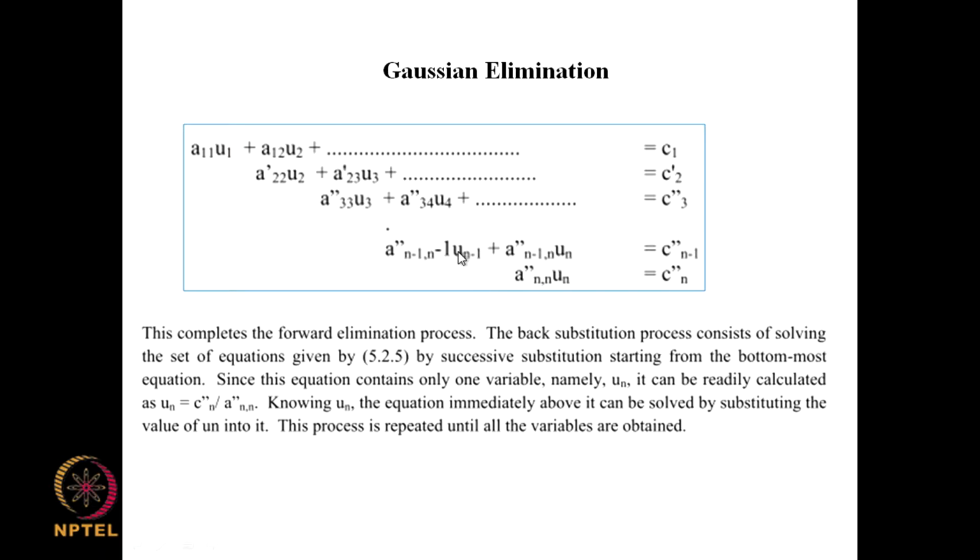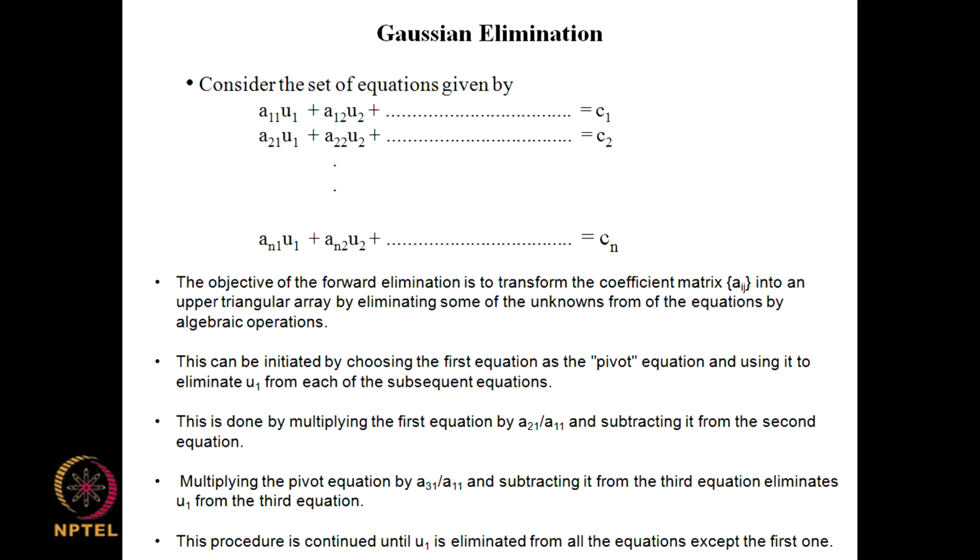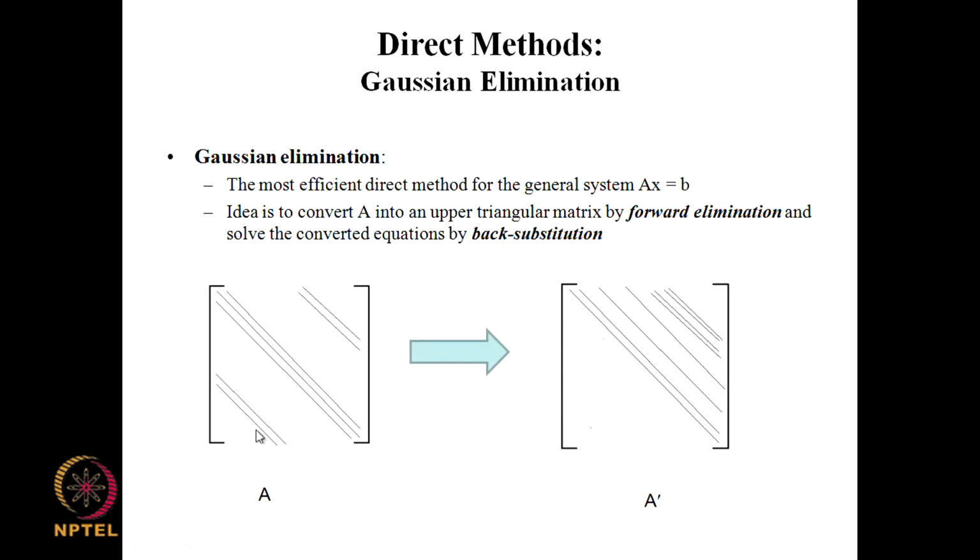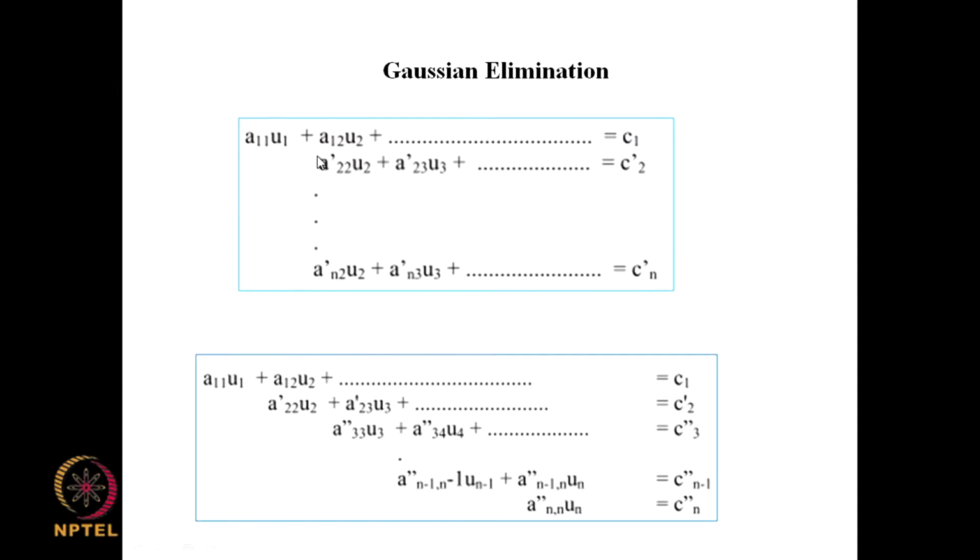Okay. So, this is the Gaussian elimination process. To summarize, you convert A into an upper triangular matrix by a process of forward elimination, in which you make use of one equation to eliminate one variable from all the subsequent equations, and then you go on with the process until you have eliminated n minus 1 variables from the last equation through this successive forward elimination, and then you get the solution by backward substitution.